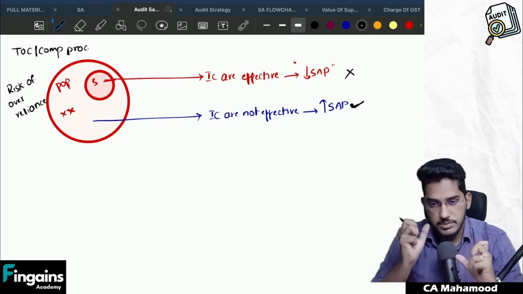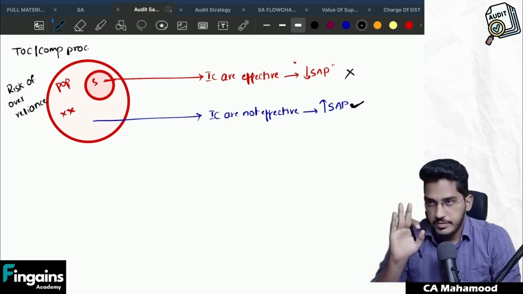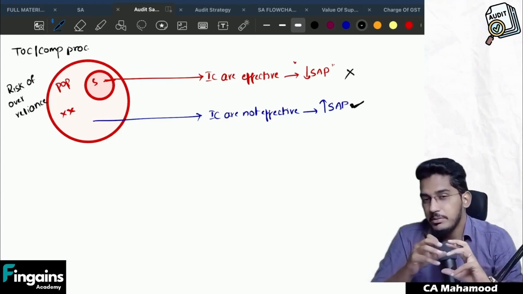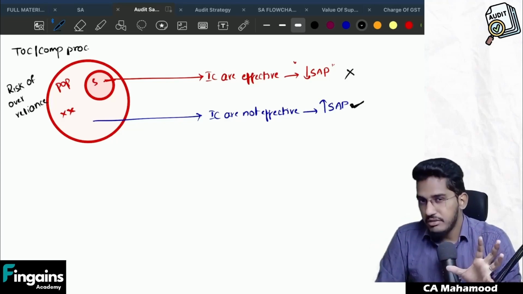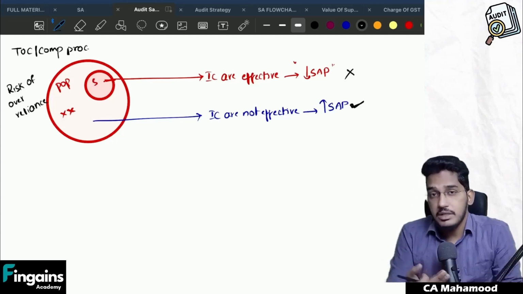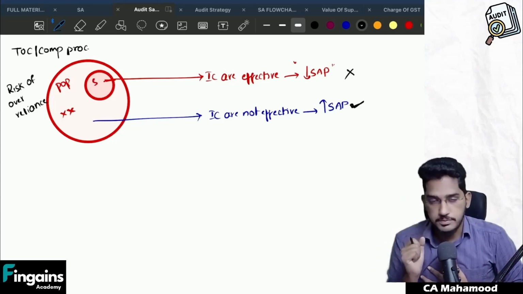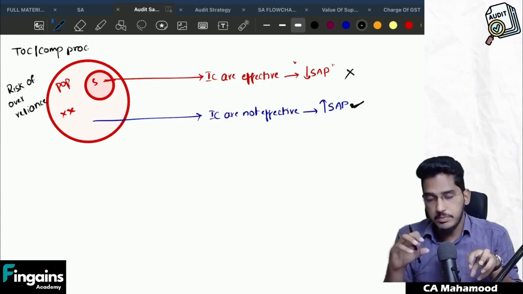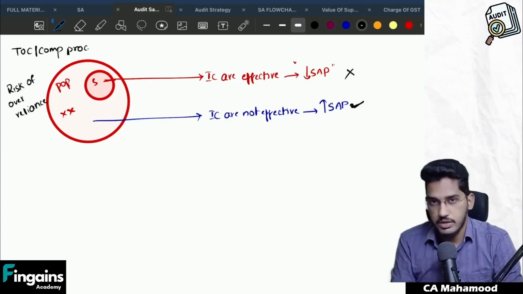Sir, why, sir? What is the logic behind this name? Let me explain. Please focus, guys. See, actually controls are not effective, but on the basis of the sample, I am overly relying on internal controls. I should not have relied on the controls. But since I performed audit procedures only on my sample, I am overly relying. When controls are not effective, but on the basis of the sample I am concluding that controls are effective, that means you are overly relying on internal controls when you should not. That's why this risk, we call it the risk of over reliance.